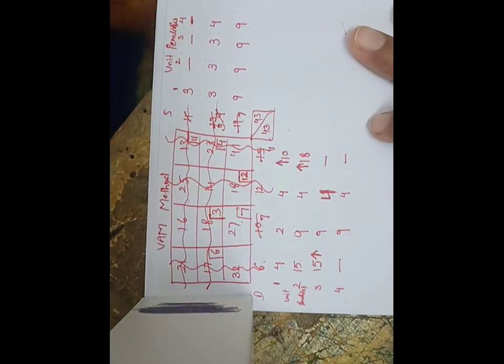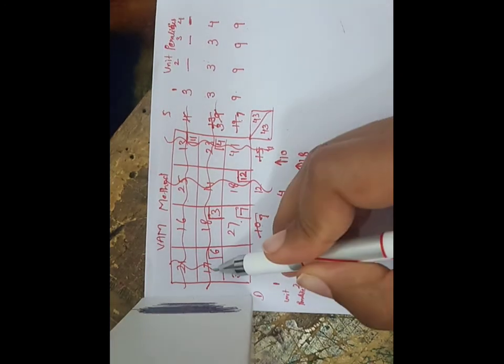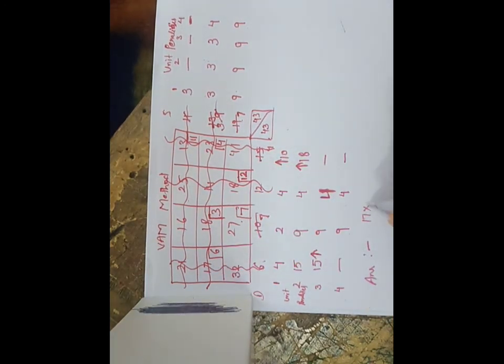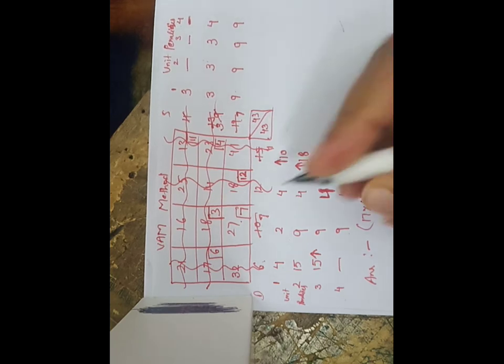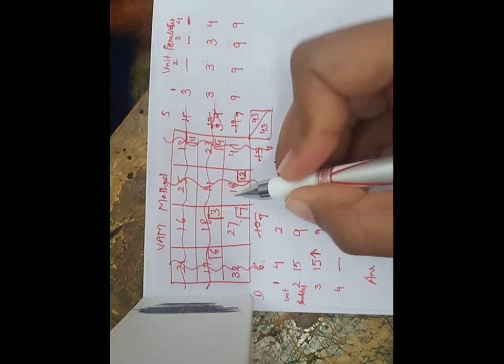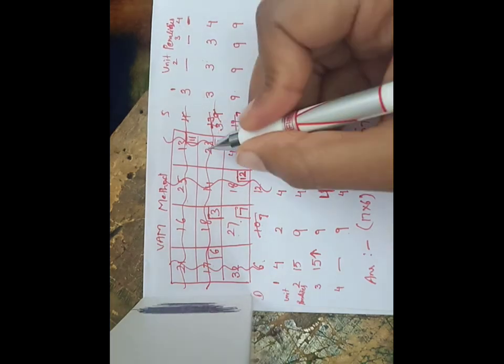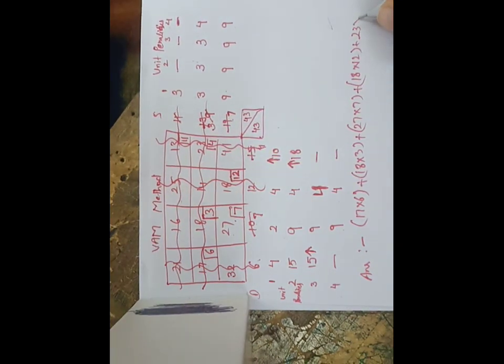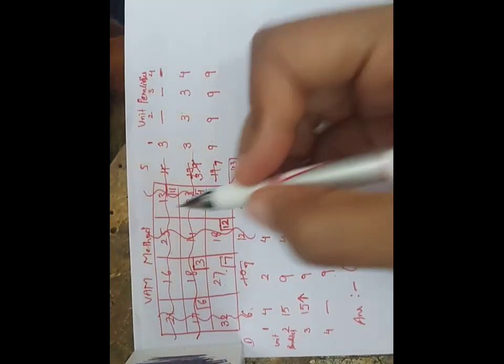It is fully satisfied. How to calculate the answer? In a similar way, 17 into 6 plus 18 into 3 plus 27 into 7, 18 into 12, 23 into 4, and 13 into 11.